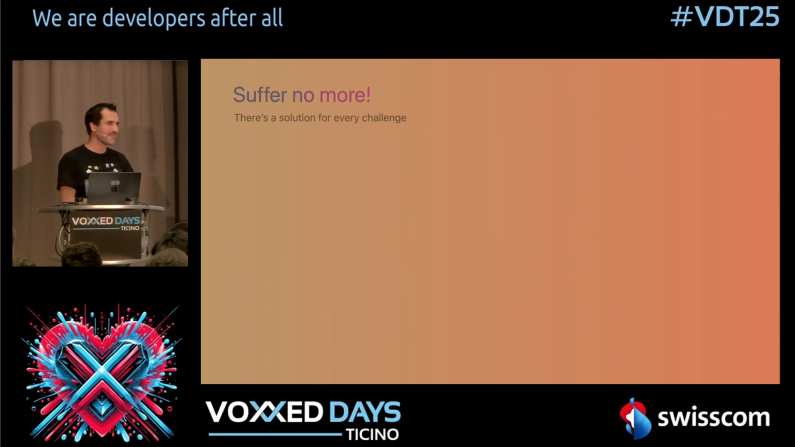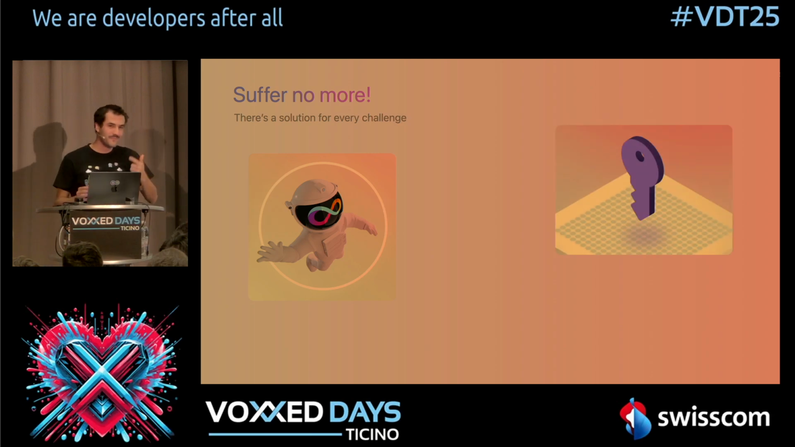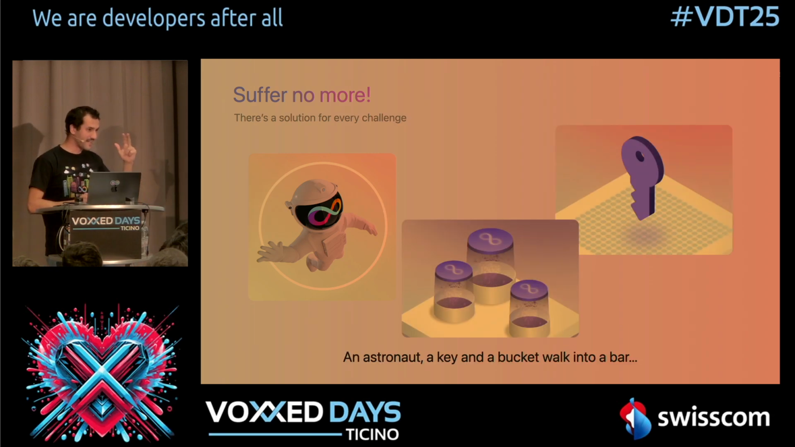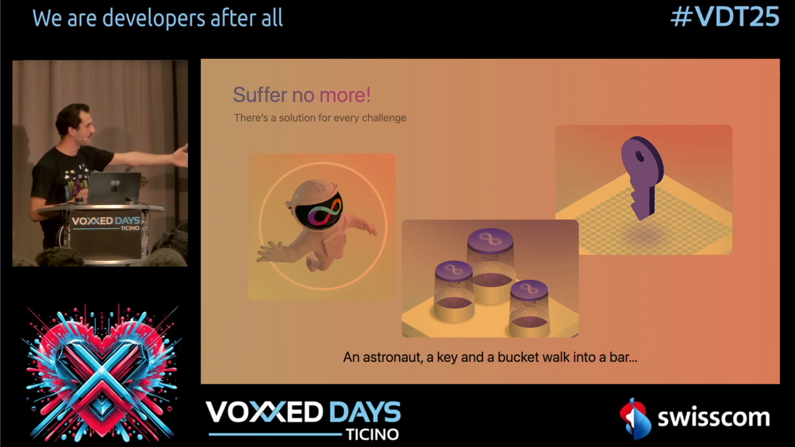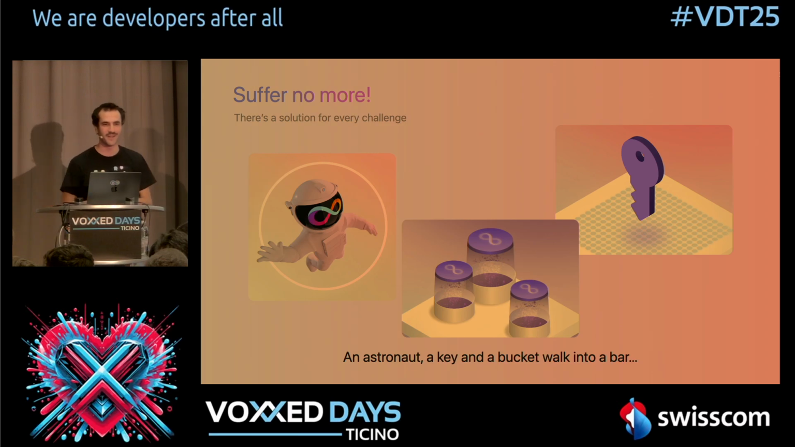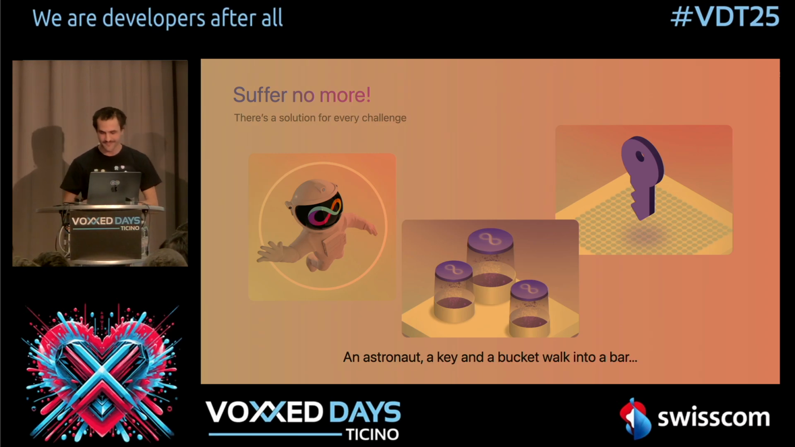But hopefully, there is a way to stop this suffering. Actually, there are 3 key ingredients to do that. And believe me or not, they are an astronaut, a key, and a bucket. So if you're going to talk about this to someone, maybe you can start with this sentence: an astronaut, a key, and a bucket walk into a bar. So let's see what's going to happen inside this bar.